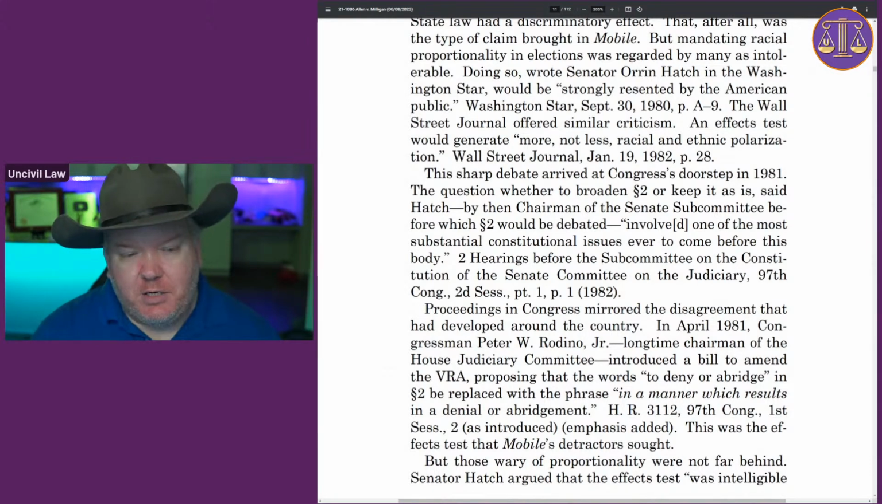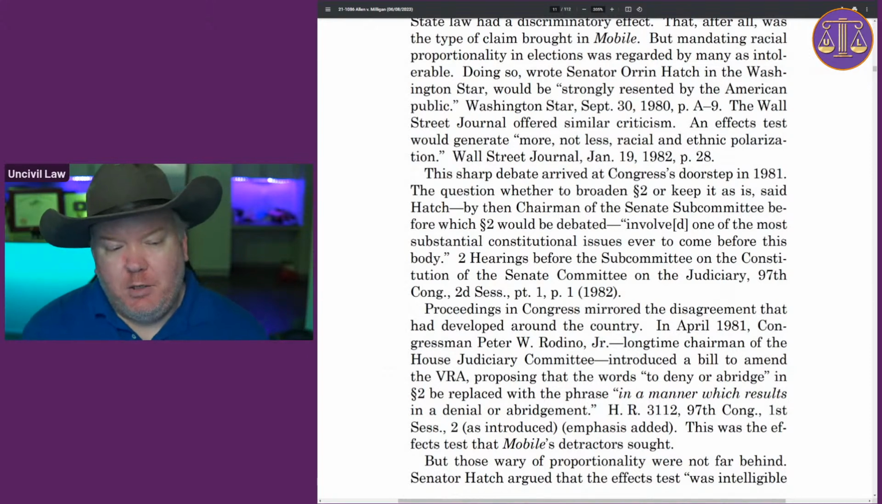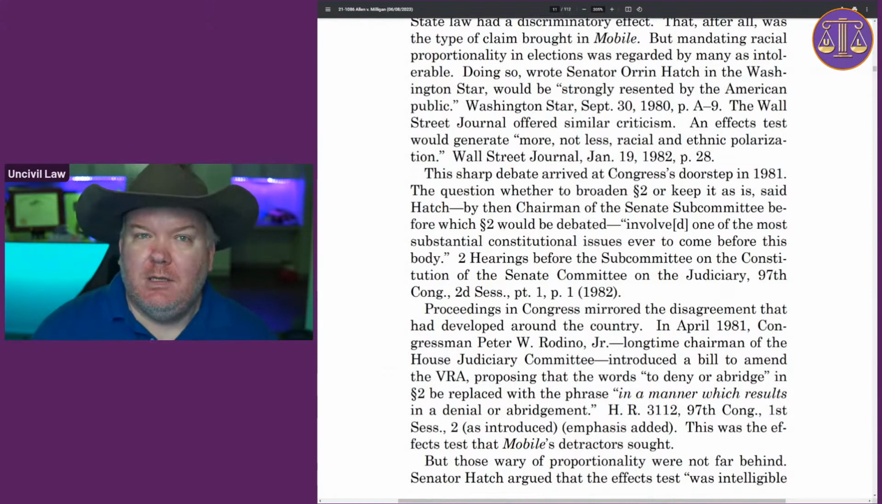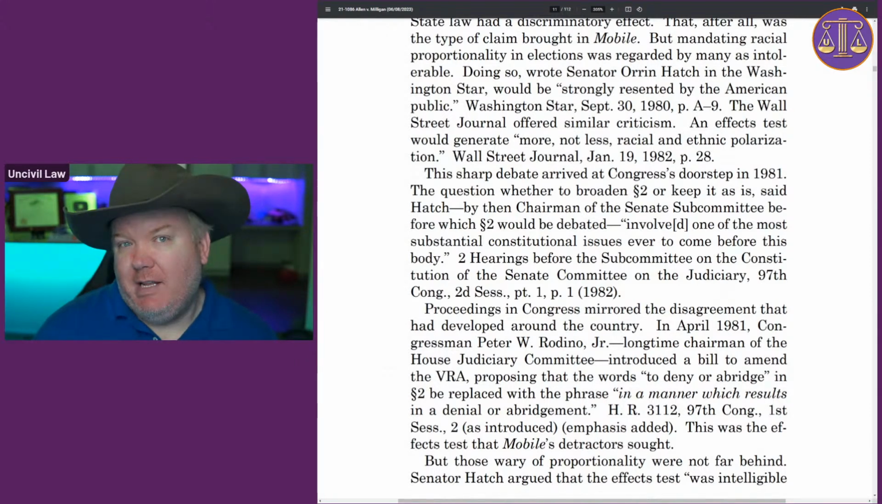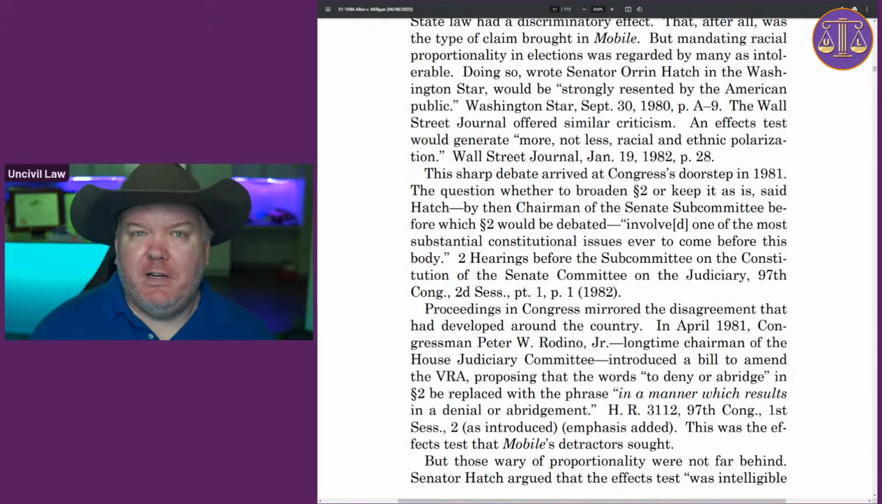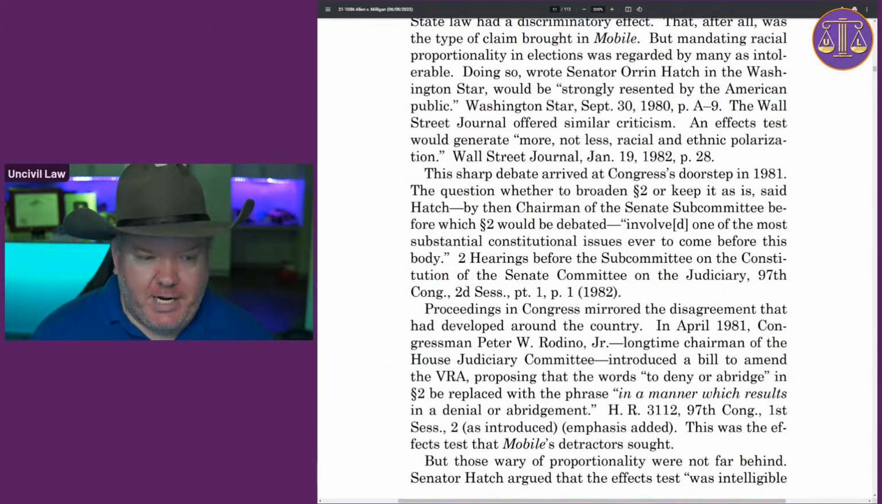Proceedings in Congress mirrored the disagreement that had developed. In 1981, a congressional chairman introduced a bill to amend the Voting Rights Act, proposing the words "deny or abridge" be replaced with the phrase "in a manner which results in denying or abridging." Okay, great. Congress is now having the exact same debate. Great. Go figure out which one you want and then tell me about it, and I'll be happy to do that. That'll be fine. Great.